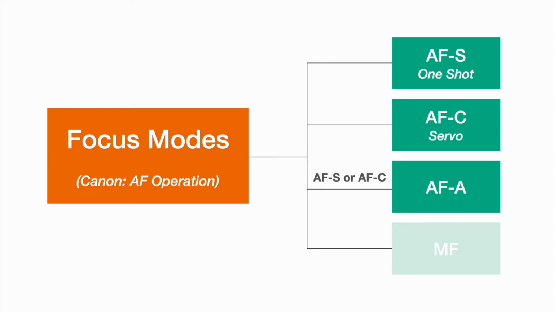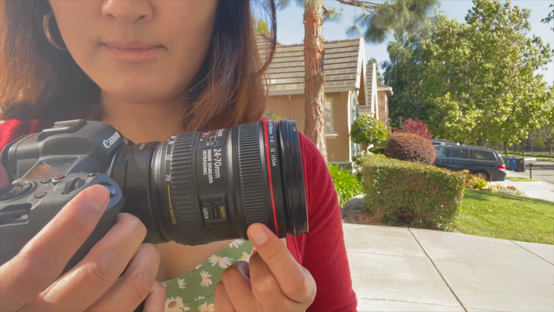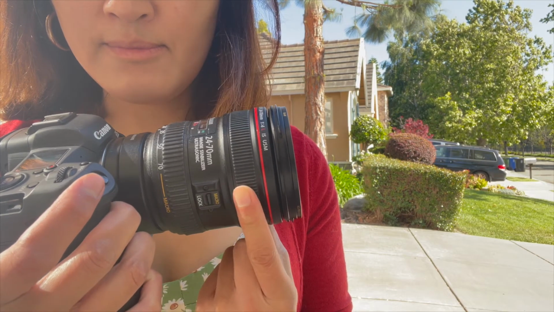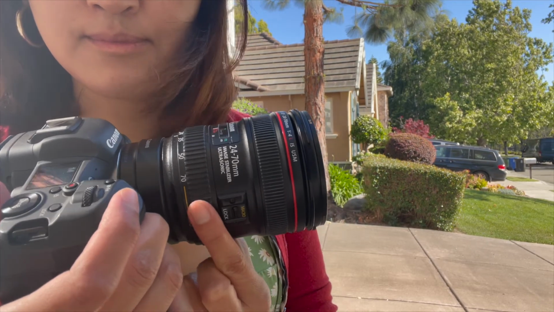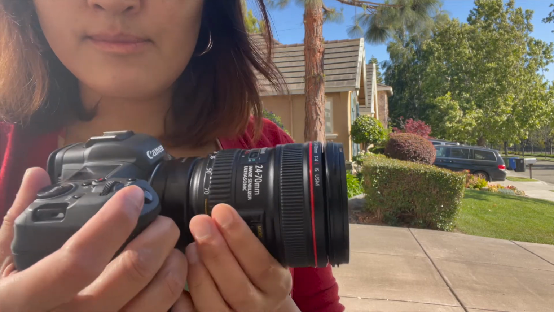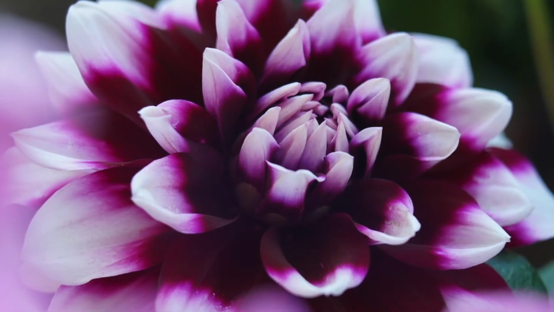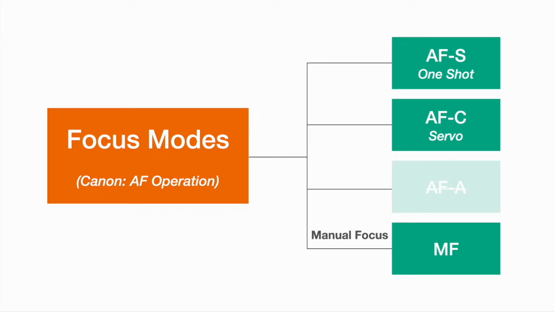AFA, or autofocus automatic, is when the camera looks for the subject and decides if it should choose single or continuous servo, and I never use it. MF is manual focus, so you rotate the focus ring on the lens until the subject is in focus. Don't mix up the focus ring with the zoom ring. When you rotate the zoom ring, you're changing the focal length of the lens. Manual focus is widely used in macro photography or when the camera has a hard time grabbing the focus.